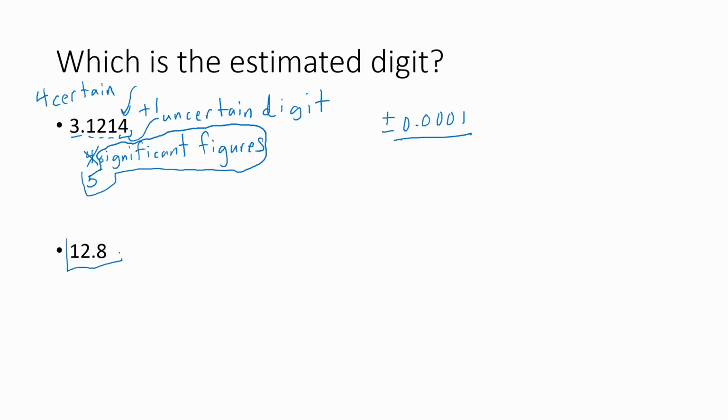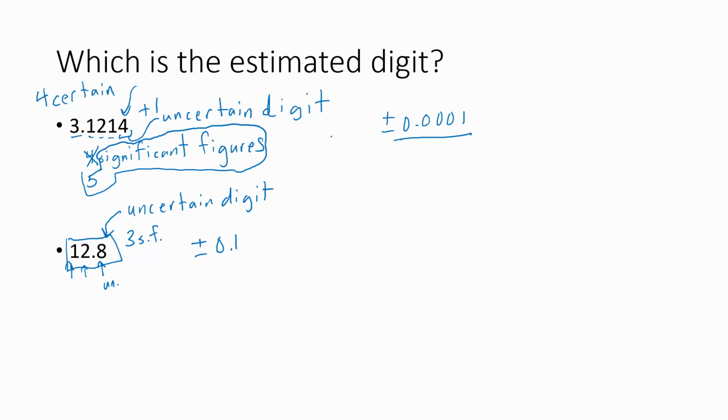Okay, so the estimated digit is that last 4. So again with this number, how many significant digits do I count? Well, there's 2 certain ones, and then we have the 1 uncertain. So that's 3 significant figures that I will have to keep track of for a calculation. But the estimated digit is always the one farthest to the right. So this is the uncertain digit, meaning that this particular number is plus or minus 0.1.